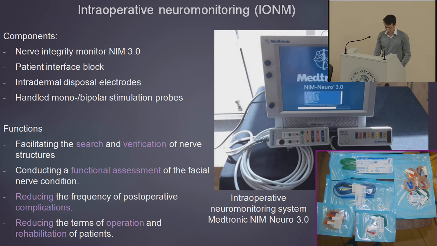The intraoperative neuromonitoring system consists of a nerve integrity monitor, shown here, and a patient interface block that connects everything in one. Here it can be seen under the monitor. This is a special block where the electrodes are fixed. Also, there are handheld mono and bipolar stimulation probes.